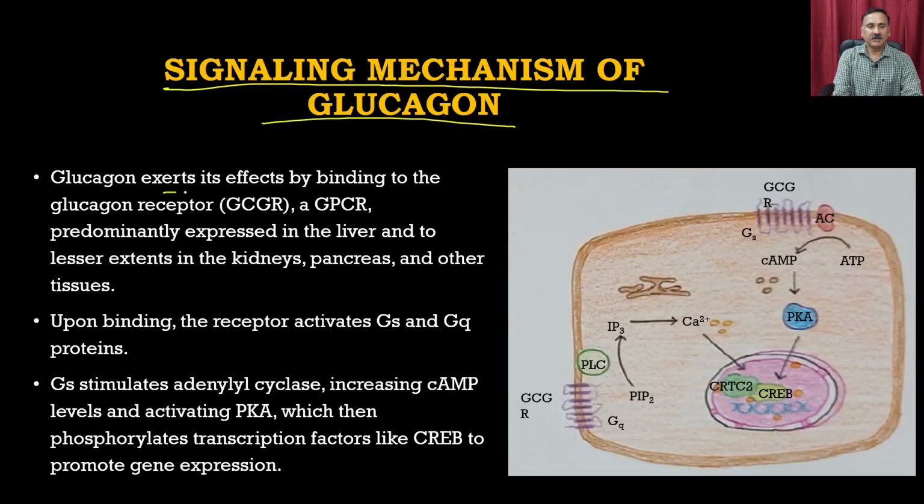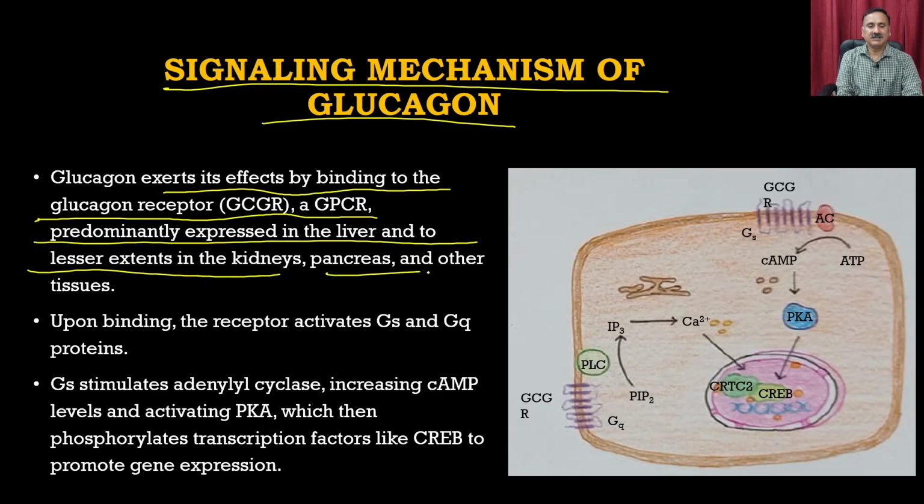Glucagon exerts its effect by binding to the glucagon receptor, a GPCR, predominantly expressed in the liver and, to a lesser extent, in the kidney, pancreas, and other tissues. Upon binding, the receptor activates the Gs and Gq proteins. So this is the GCG receptor.